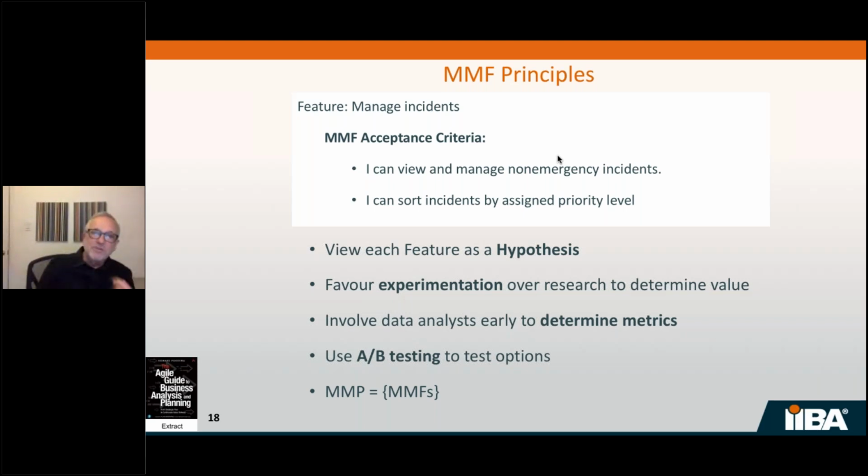And if this is actually a new product, if you take all of those minimum marketable features and add them all up, you get the minimum marketable product. And the minimum marketable product is the version of the product as a whole that would be releasable if it were available and would be viewed as valuable by the customers.